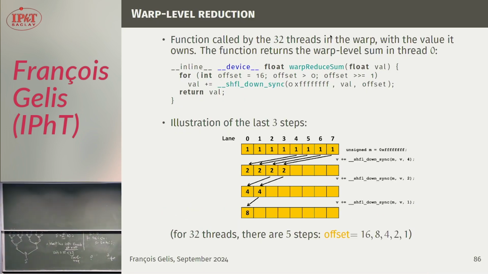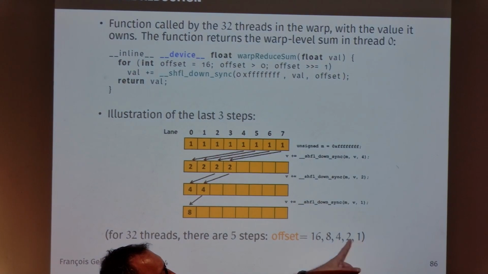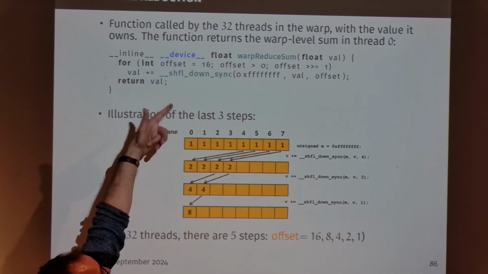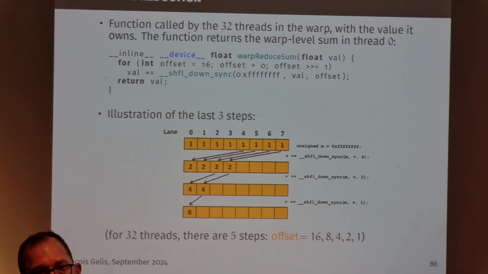So you see here there is a for loop, and this for loop will iterate over decreasing values of this offset from 16 to 1. So this loop is run 5 times. And then you're calling this function twice in sequence, so in total there will be 10 iterations.